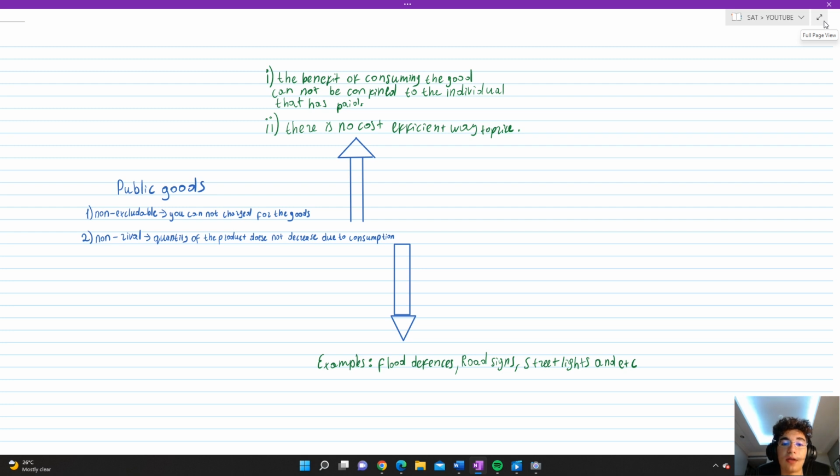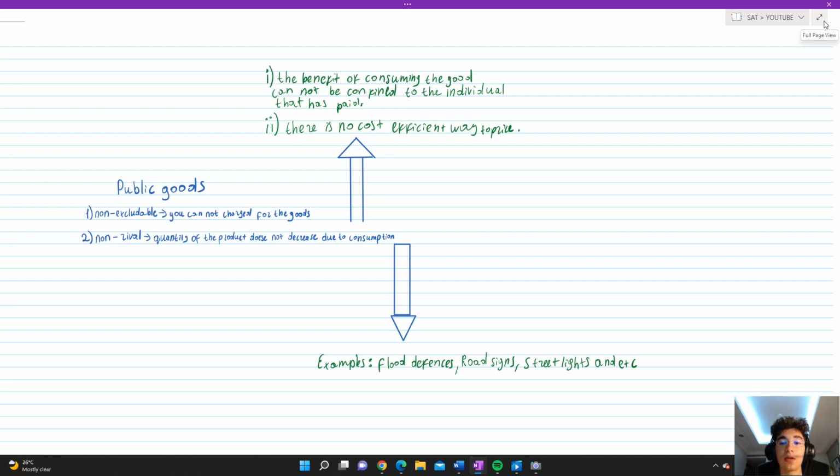And that means that the quantity available of the good does not diminish upon consumption. Again, that's really weird. Going back to my chocolate bar example, if you consume a chocolate bar, there is one less available for everybody else, right? Not the case for a public good. If somebody consumes it, the quantity available remains exactly the same for everybody else that wants to consume it. Very strange and very unique characteristics here.